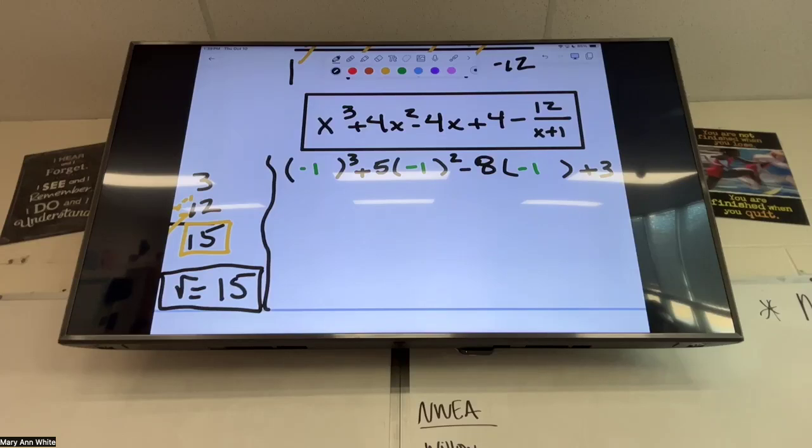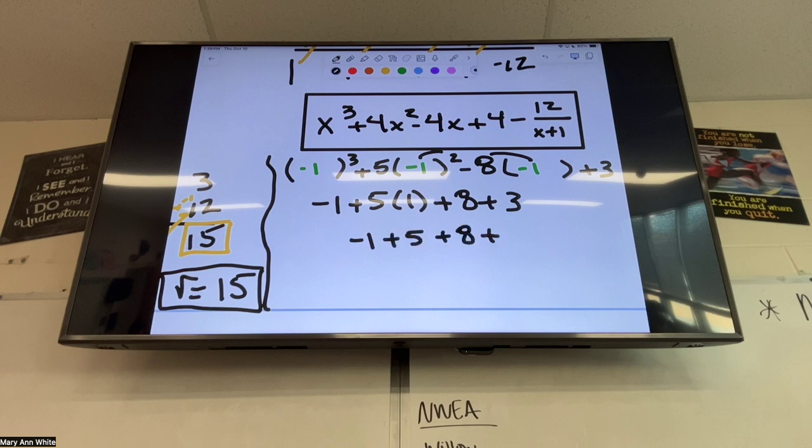All right, -1 to the third, is that gonna be positive or -1? -1 to the third will be negative, good. What about -1 squared? Positive. What about -8 times -1? Good, and then plus 3. You could have done 5 times 1 all in one step, but I didn't. Then I'll just add those together, so -1 plus 5 is 4, plus 8 is 12, plus 3 is 15. And I should get the same answer.